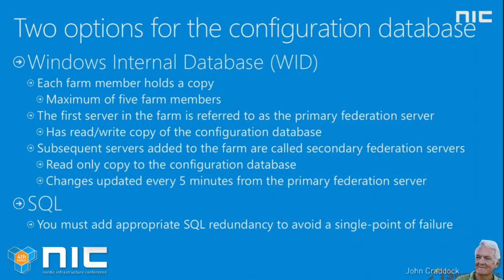So we've got two options for the configuration database. We can go for a WID database, which is the Windows Internal Database, or you can go for SQL. The advantage of WID is it's distributed across multiple servers, and therefore we've got fault tolerance on it. Each farm member actually holds a copy, only one copy is writable, and it's a maximum of 5 per farm. So if you want more than 5 federation servers, then you cannot use WID. You'd have to go for SQL.